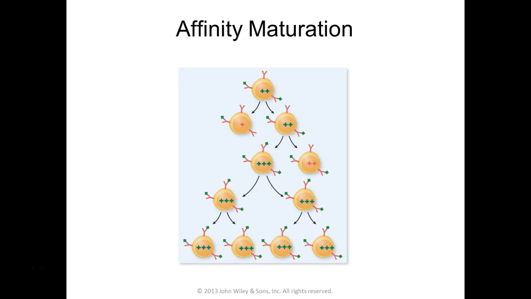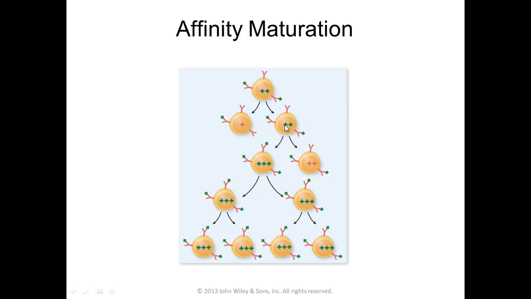And then they go through mutations. Some of the mutations actually result in not as much binding. So notice they're not going to get a strong signal to proliferate, right? That lineage is pretty much going to die off. This lineage is going to continue.